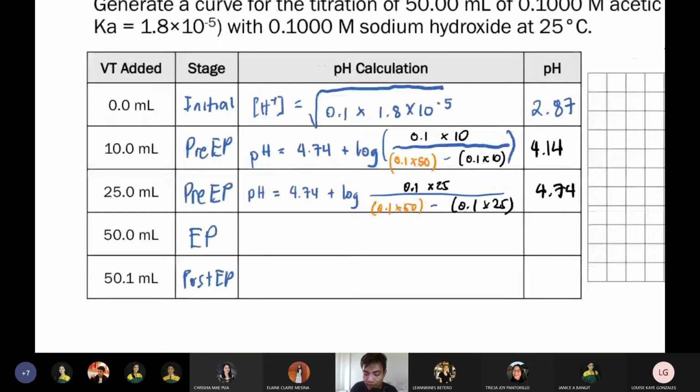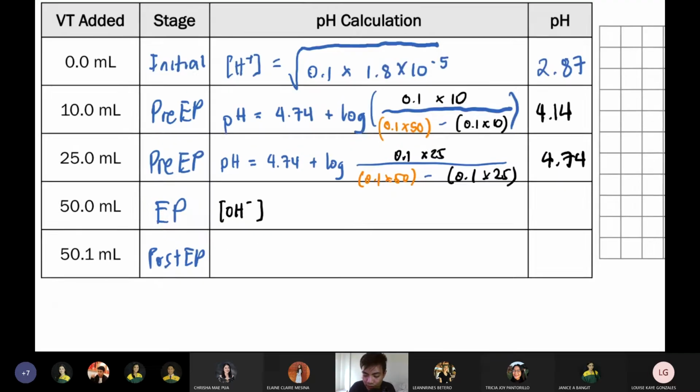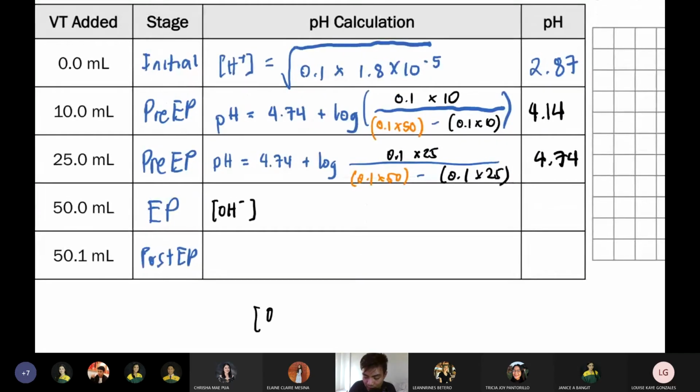Okay, so endpoint. Equivalence point, endpoint. Same lang halos yan. Okay. So we are now at the equivalence point. What equation to be, ano yung equation na gagamitin natin? OH equals the, isulat ko dito sa baba. Is equal to the square root of the concentration of the conjugate base times the KB. Okay. CBKB, conjugate base times KB.